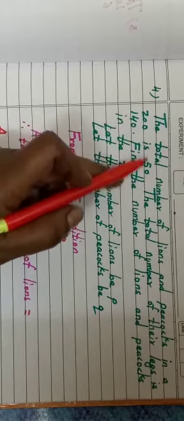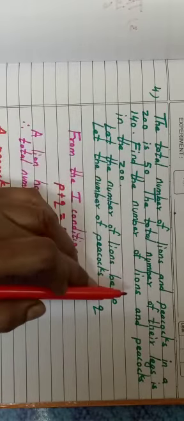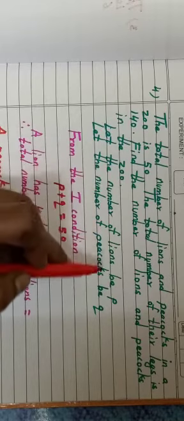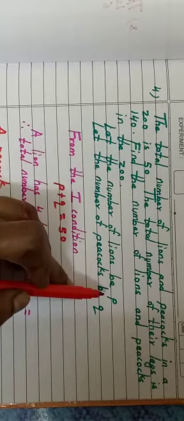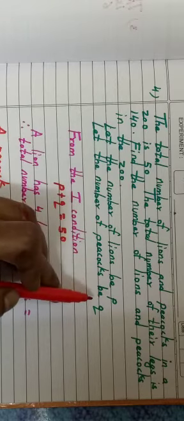The first statement is: the total number of lions and peacocks in a zoo is 50. The total number of their legs is 140. Find the number of lions and peacocks in the zoo. So let the number of lions be P. I have written P because we don't know the number of lions. So we are writing it as P, and peacocks we are writing as Q.